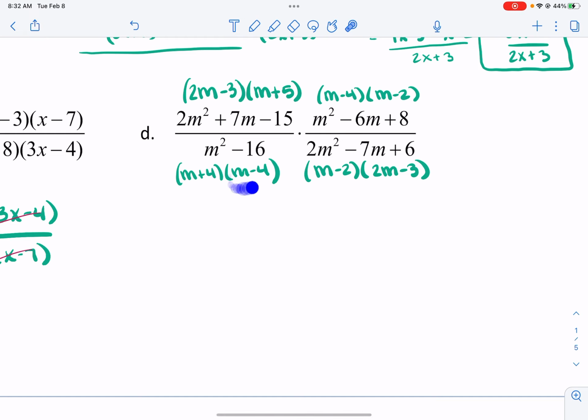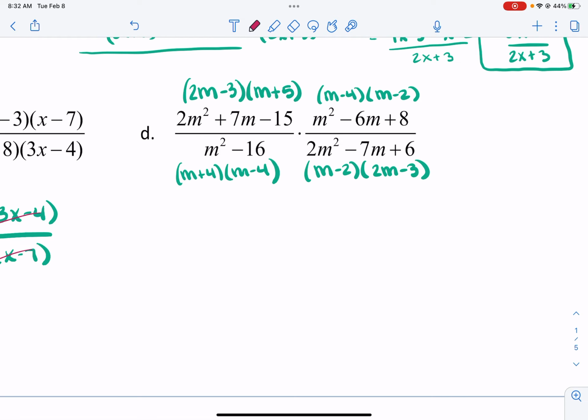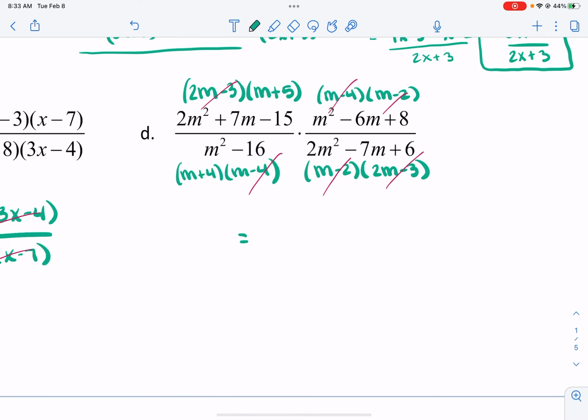Here I already factored all of these out for you, so we can go ahead and cancel everything that we can. So the 2m minus 3's cancel, the m minus 4's cancel, and the m minus 2's cancel. So we're just left with m plus 5 all over m plus 4.